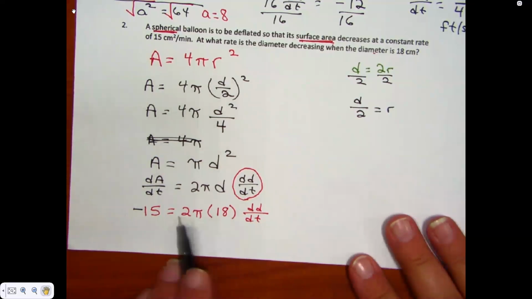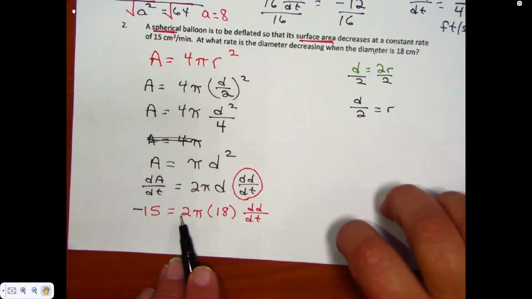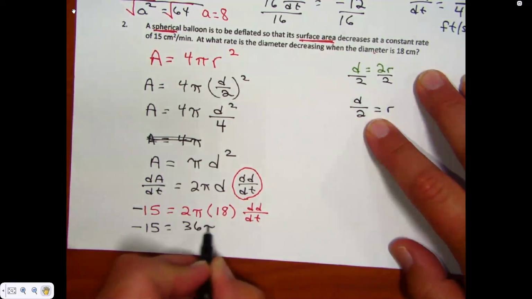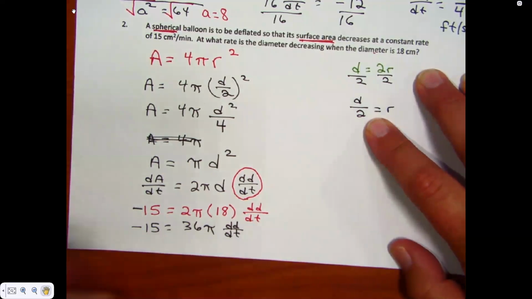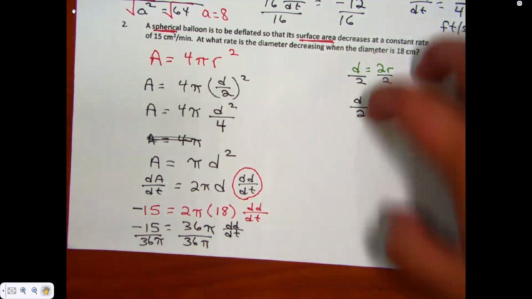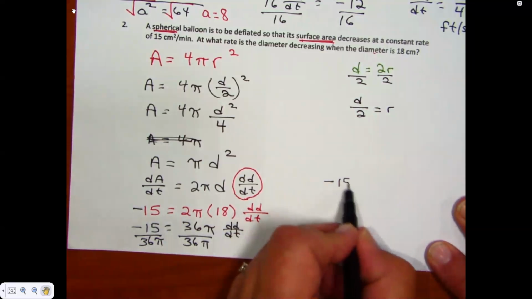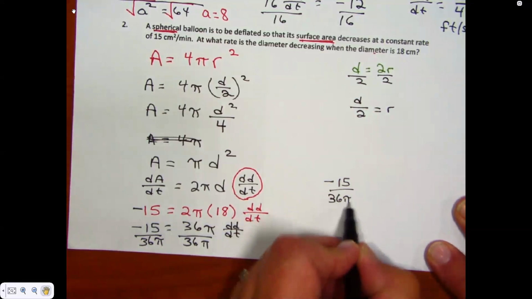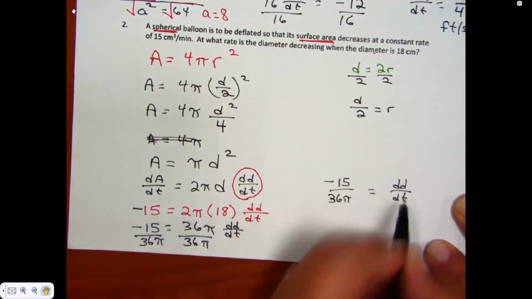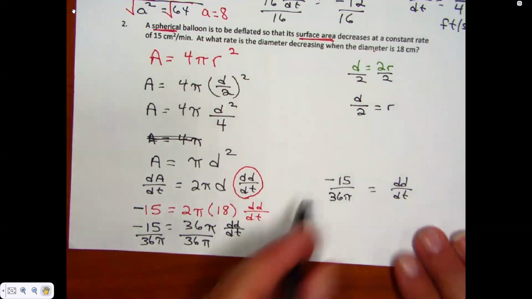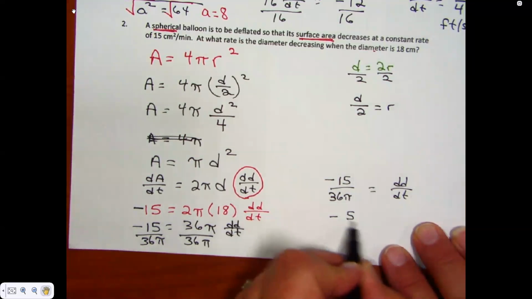That gives us what, 36? Let's leave it on there. That gives us 36 pi dd dt, and then divide by 36 pi. Hopefully we can see it. It's a little messy here, but negative 15 over 36 pi. I think this might be an acceptable answer, that's fine. It can reduce though, so 3 goes into it, right? Yep, 5 and then 12.